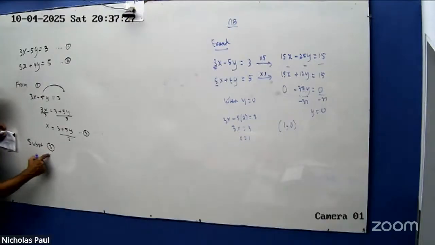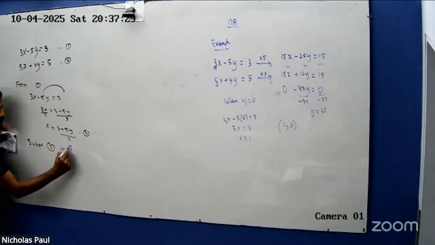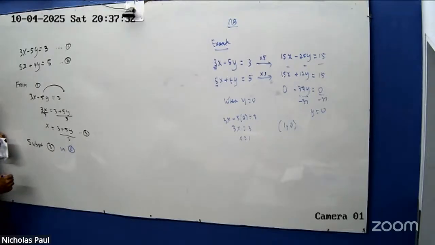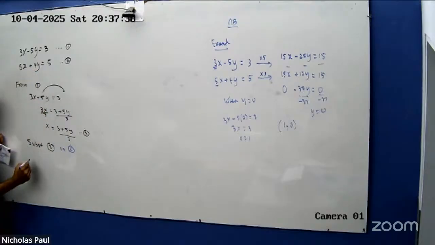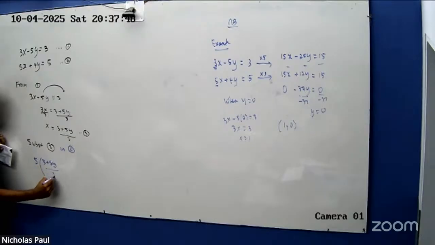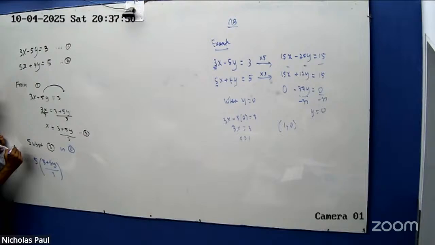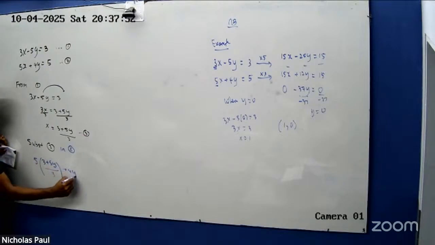So we put equation 3 in equation 2. So I'm going to put this in equation 2. I'm going to put 5, and no longer write x, I write this: 3 plus 5y all over 3, plus 4y is equal to 5.